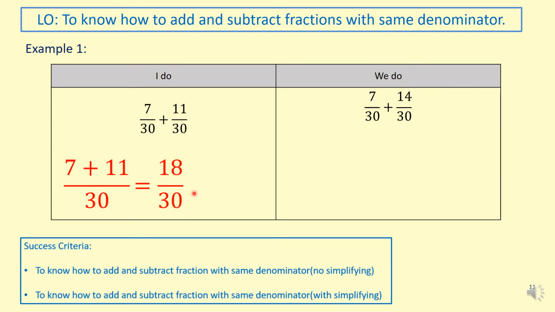So 18 divided by 6 is 3 and 30 divided by 6 is 5. So I have 3 over 5 in the simplest form. As you can see, with 3 and 5, I can't simplify it more. Now pause the video and have a go with the video question, please.